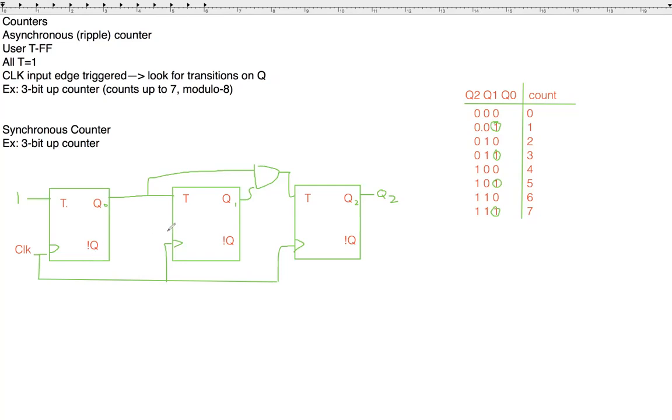Therefore, we're just going to set T equal to 1 because we focus on the state value. So what we're going to have here is T equal to 1. And so that means it's going to toggle every single time. So every time the clock hits, it's going to toggle. Because notice here, it's toggling. It's going from 0, 1, 0, 1, 0, 1, 0, 1.